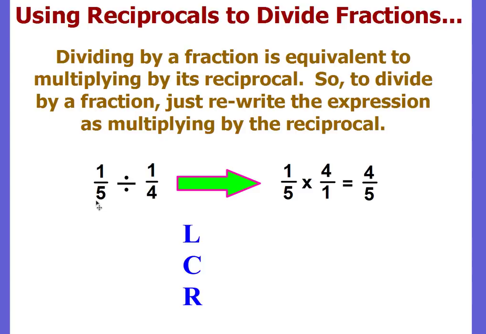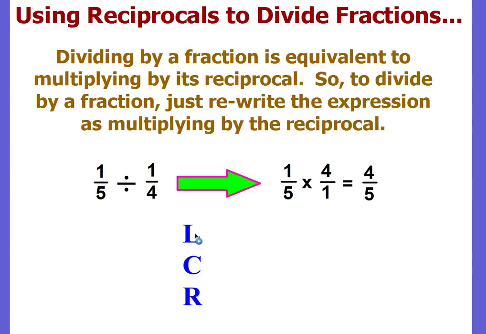So take a look at our first example, 1/5 divided by 1/4. Instead of dividing, we're going to turn this into a multiplication, and multiply 1/5 by the reciprocal of 1/4. So our expression becomes 1/5 times, and we flip the 1/4 to make the reciprocal of 4/1. And then it's a normal multiplying fractions problem, which we've already learned.